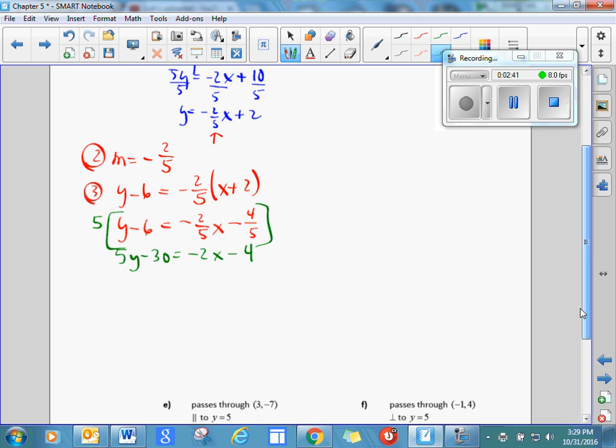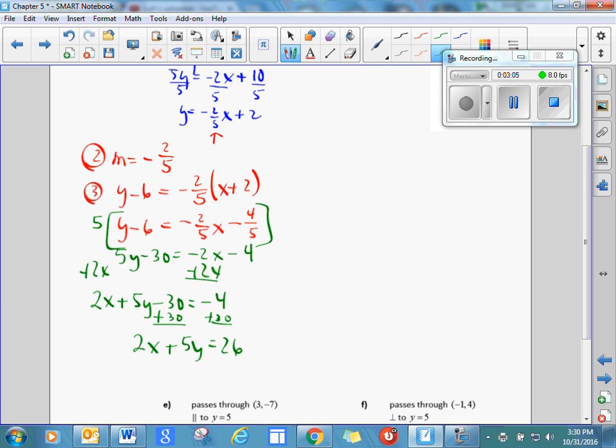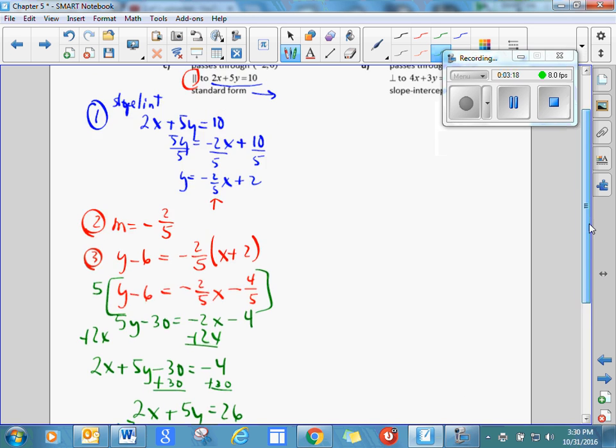We're almost there. In standard form, our x's and y's have to be together, so we'll add 2x to both sides. We'll write the x term first, and then we've got to get that negative 30 over there with the other constant. So we're going to add 30 to both sides, and we get 2x plus 5y equals 26. So remember, in standard form, not only do you have to have the x's and y's together, but the coefficient of the x has to be positive, which it is. That's good. And we can't have any fractions. So I think we're done with that particular problem.